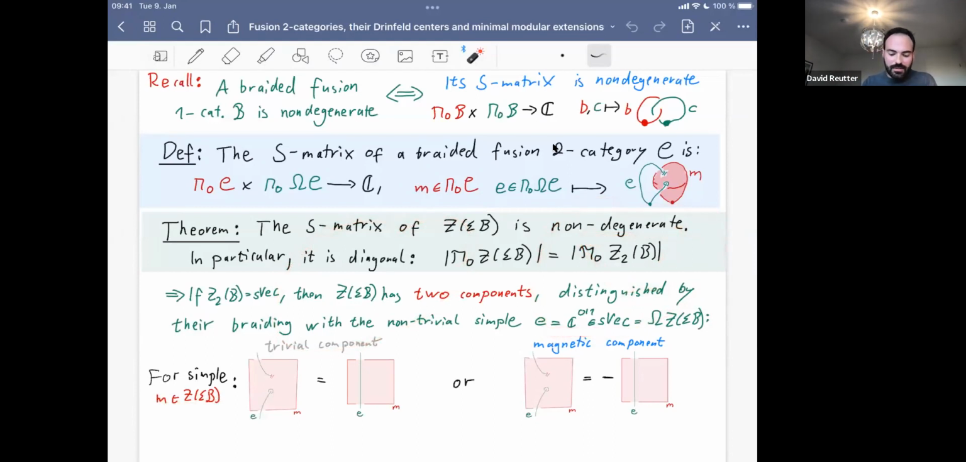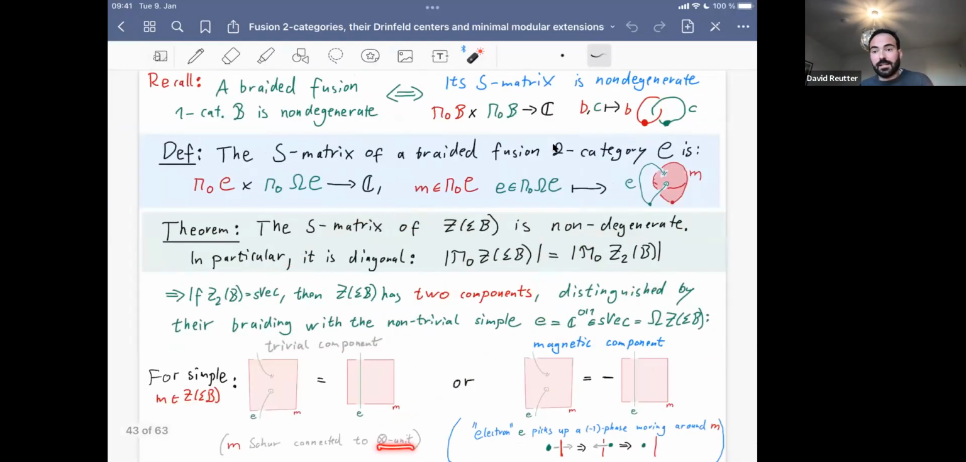And I like to think first of this component, I think of as a trivial component, because that's the component where every simple object in here is actually connected to the tensor unit. And this component, we like to call it a magnetic component, because right, we think of this odd line as being the electron. And so we think of one of these sheets as being sort of non-trivially magnetically charged, because right, this is sort of a picture in four space.